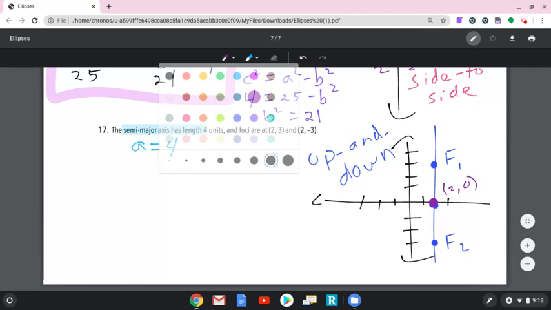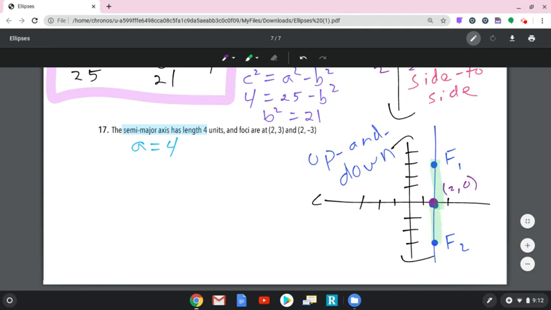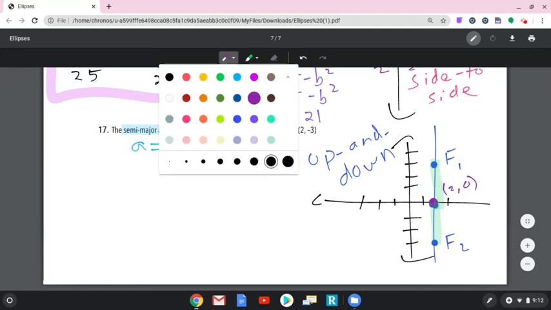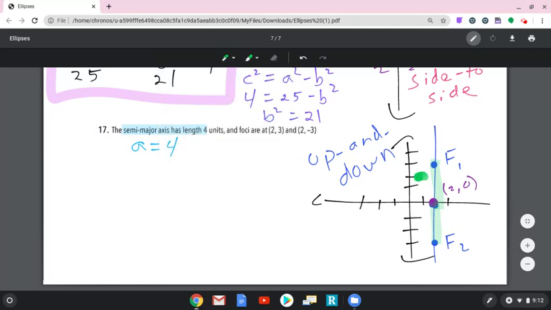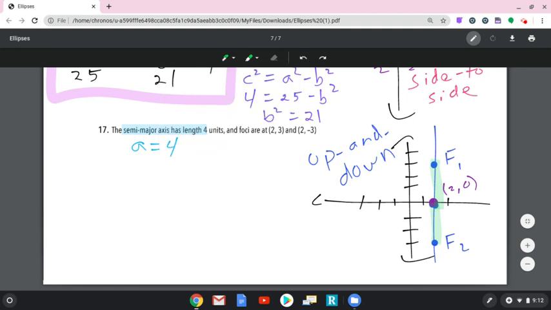Okay, so let's see. I have an up and down. I have a center (2, 0). Now we have our A value. We need to find B. And to find B, we have to find C first. Remember, if I look here, the distance between my foci and my center is my C value. So here I go. My C value will be 3, because the foci are 3 units away from the center. So that means my C value is equivalent to 3.